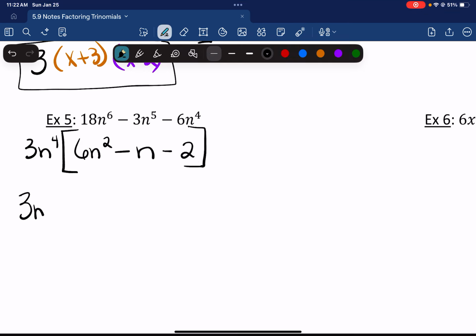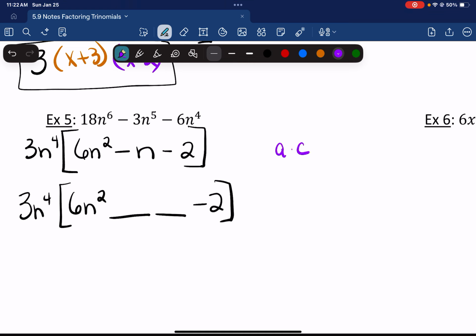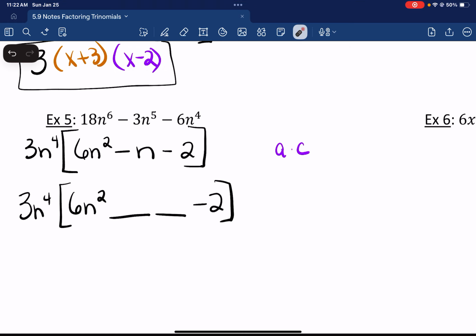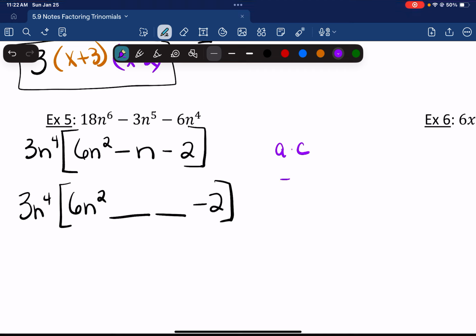We have 3n to the 4th power, bracket, and now I'm left with 6n squared, and I want to break that minus n into its two pieces, minus 2. So let's go ahead. Remember, it's our a value times our c value. So 6 times negative 2. 6 times negative 2 gives us a negative 12. So let's break down negative 12. We've got a negative 1 times a positive 12, or a positive 1 times a negative 12.